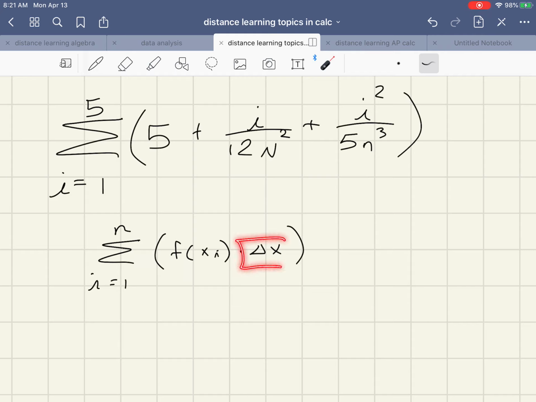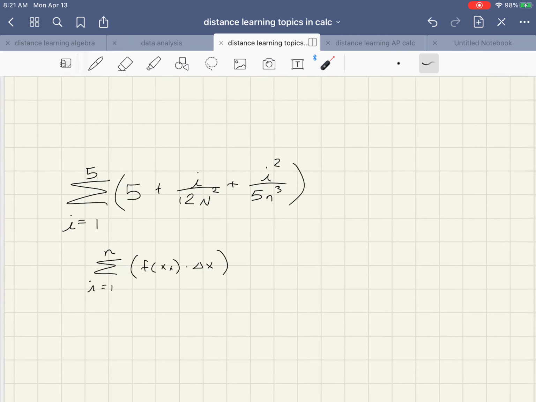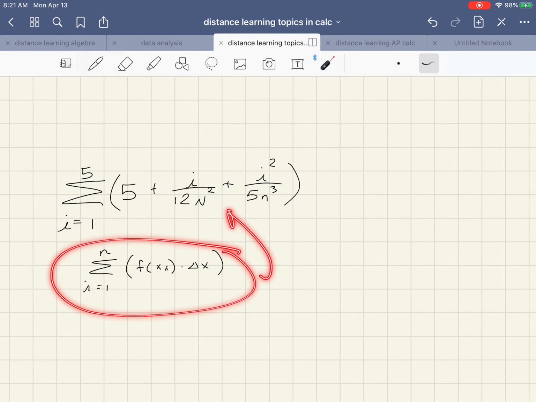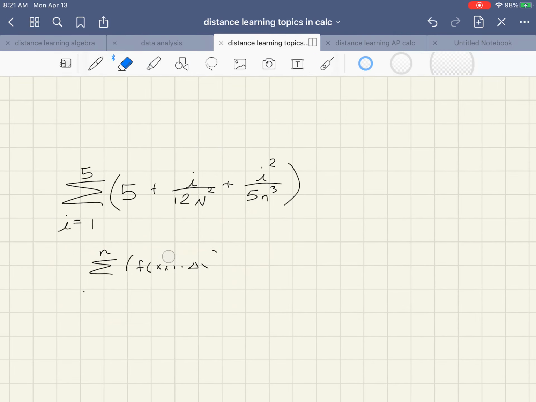So this would represent the height of one rectangle at a specific x value, and then the width would be the delta x, and the width is going to be constant throughout for these types of problems. So after we did all of that, we're going to get an expression something like this. What do we do with that expression?